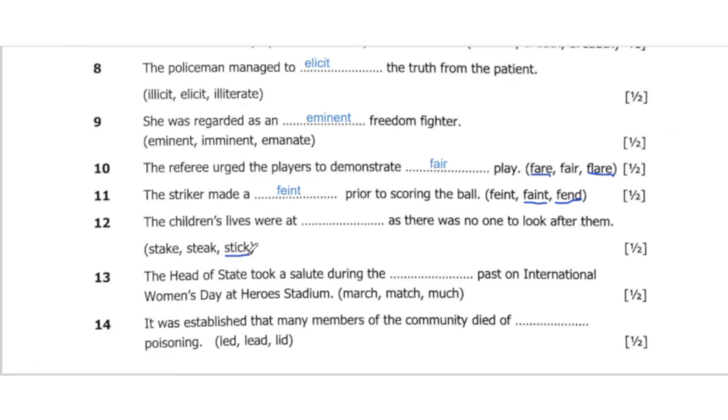Then some we call it stake. It has a lot of meanings. Now, when we're talking about the children's lives were at stake, this is the word stake. So that's the correct spelling. The life of the children were at stake, meaning the life of the children were the one on the line. So the correct answer is stake.